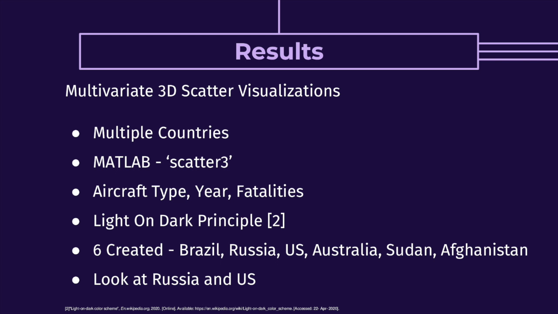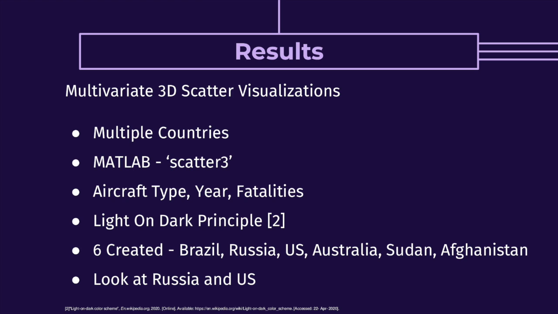MATLAB's 3D scatter plot was used to visualize the relationship between aircraft type, fatalities, magnitude, and the year within a country. The standard MATLAB output was hard to read with black crosses appearing on a grey background. Hence, the principles of light on dark was applied to place lighter data points on a dark background. For interpreting the three-dimensional position of data points, the grid was turned on and bolded, which made it easier to visualize the position of data points on this multivariate plot.